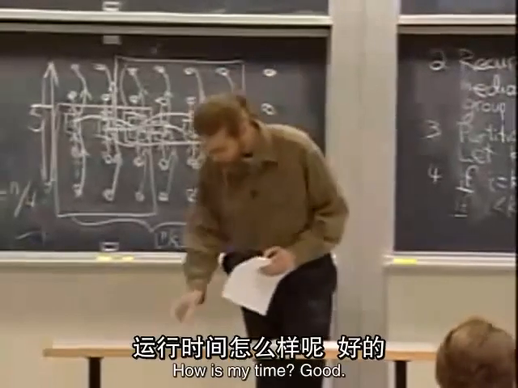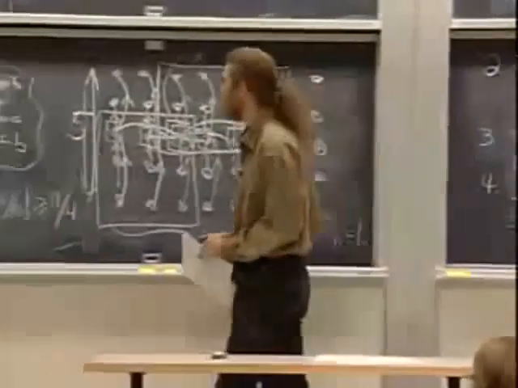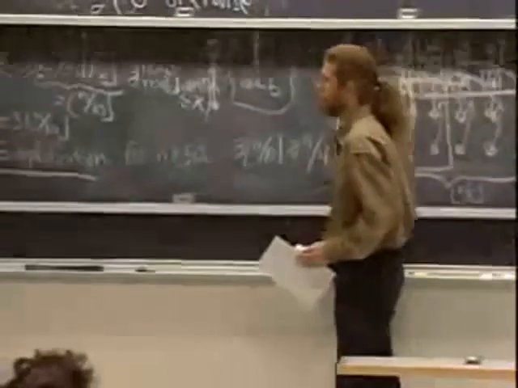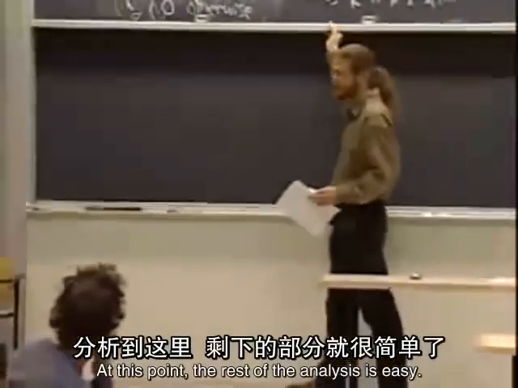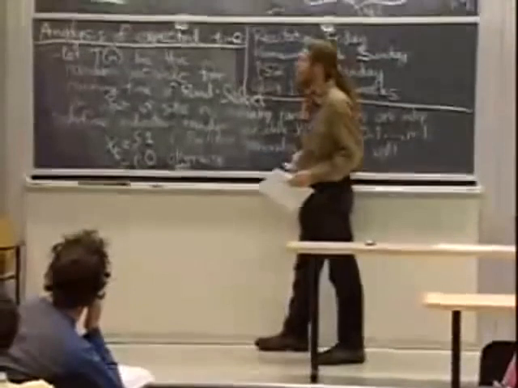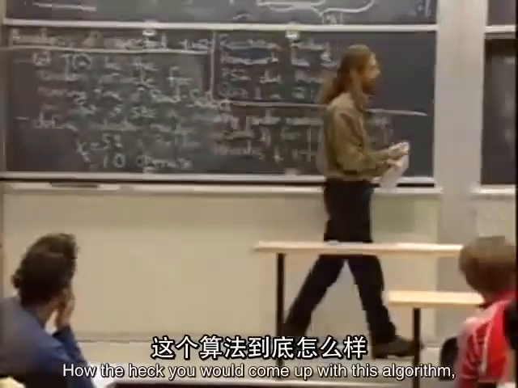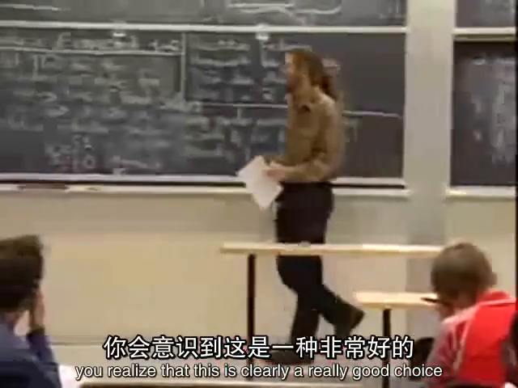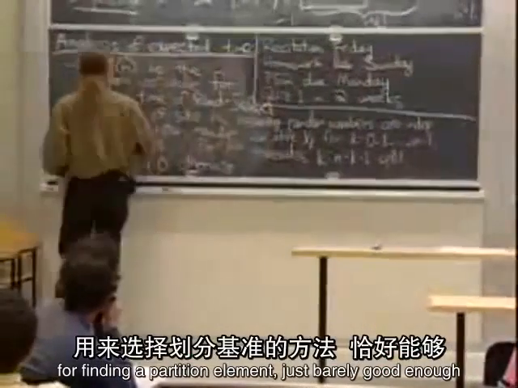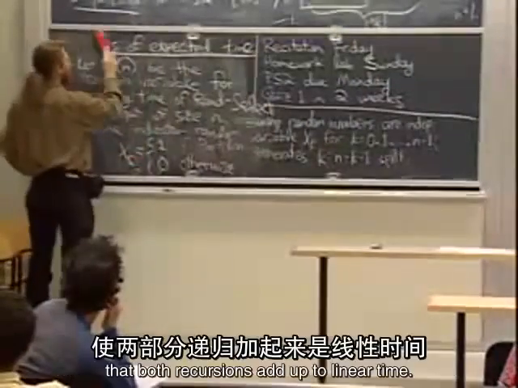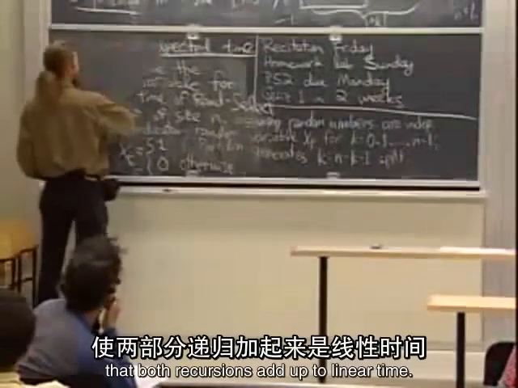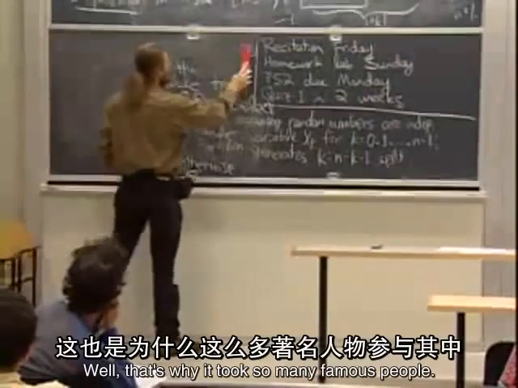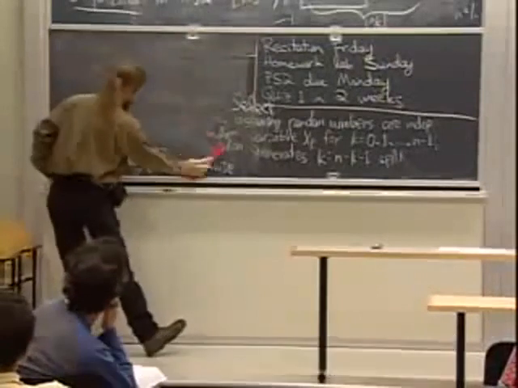Okay, how's my time? Good. At this point, the rest of the analysis is easy. How the heck you would come up with this algorithm and realize that this is clearly a really good choice for finding a partition element, just barely good enough that both recursions add up to linear time. Well, that's why it took so many famous people.